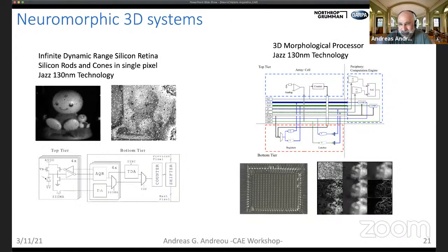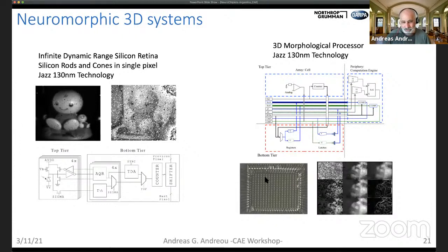Also, working with the good folks in Argentina, this is an experimental chip that we designed in collaboration, which is a 3D morphological processor in a 130 nanometer process. This is probably one of the very few experimental 3D chips that were designed in academia and actually work. And you can see the chip here.